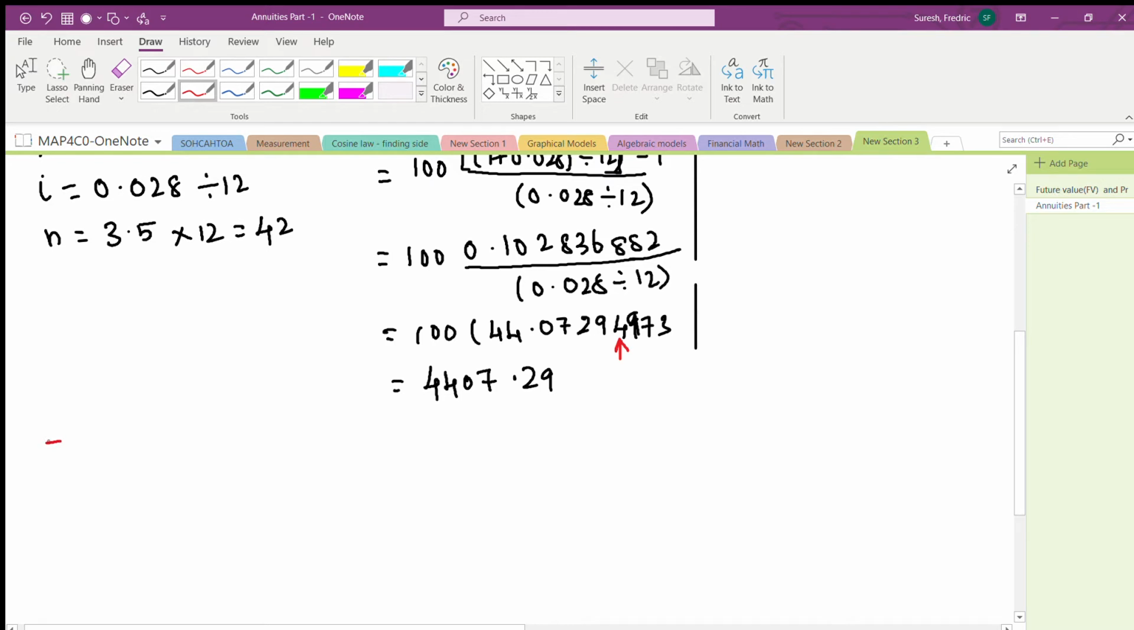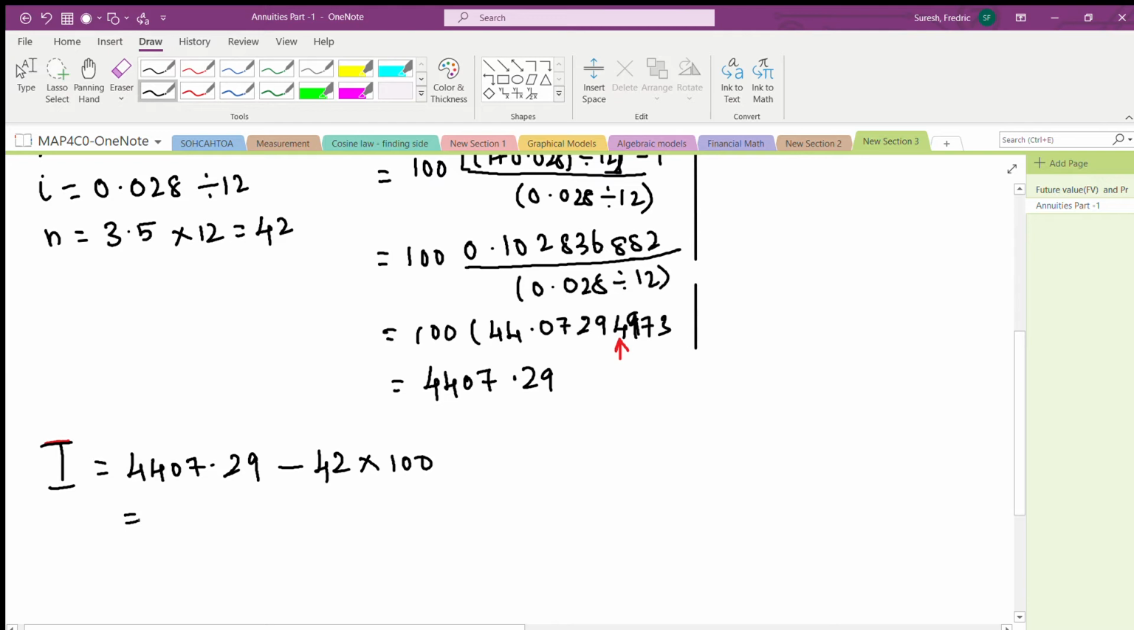So let's calculate how much interest he made on it. The money that he received at the end was 4407.29, and he made 42 payments of $100. Remember, the payment is $100 and the number of times he made it was 42.